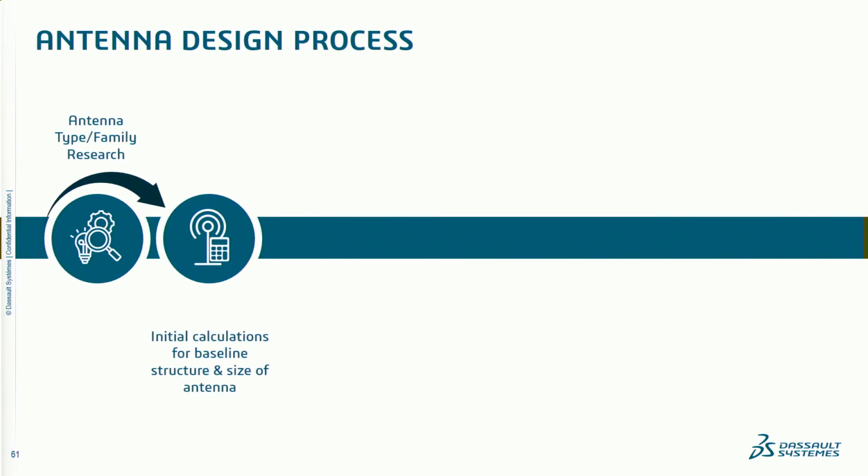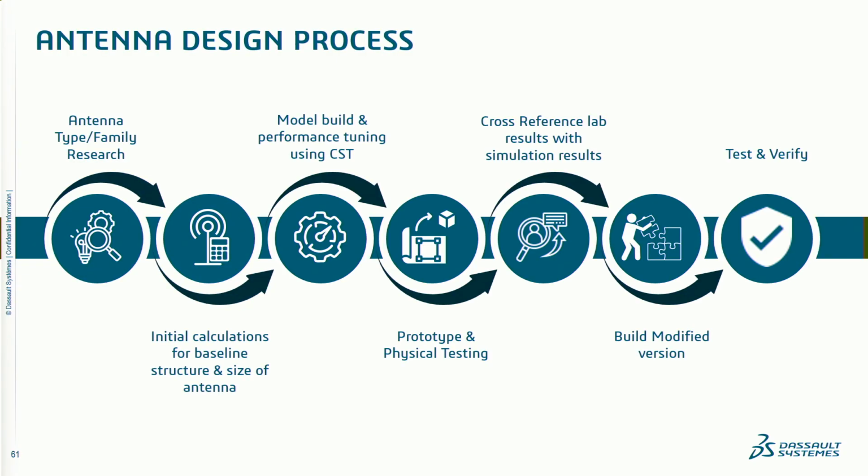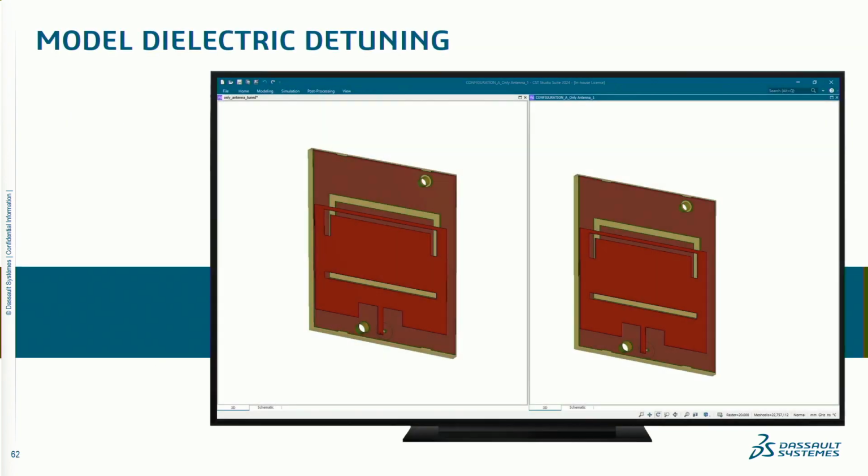And I'll probably skip over the antenna design process for now. It is a big process to find the right type of antenna and do the initial calculations on it, but most of the time is spent in the middle section there, which is simulating an antenna, prototyping it, making sure it works, and then iterating that process till you get it right, and then you end up with a final design.